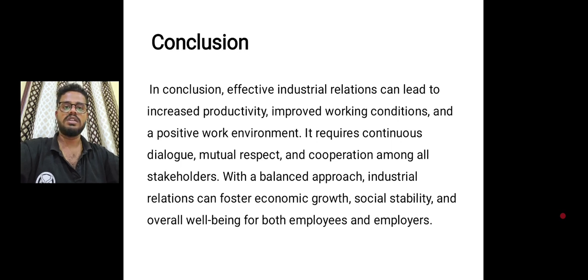Recent trends in industrial relations: globalization and labor mobility. The increased global trade and economic integration have led to greater mobility of labor across the borders. Companies are setting up operations in different countries, creating challenges for IR practices, that is, industrial relation practices, due to diverse legal, cultural, and the economic environments.